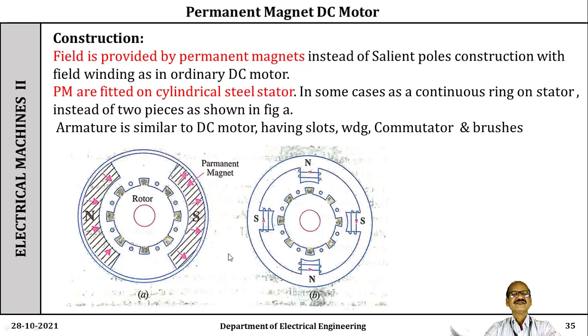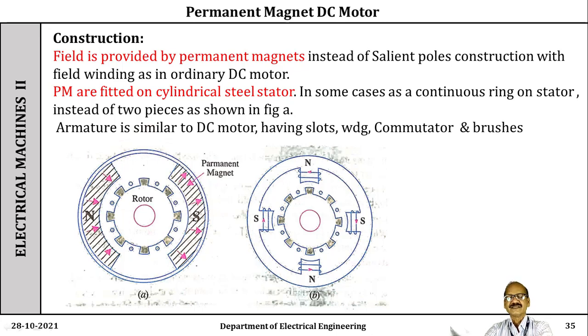Then see the rotor has slots, the rotor armature winding and commutator. So the rotor of the permanent magnet DC motor is exactly similar to that of the conventional motor. Now the armature is similar.